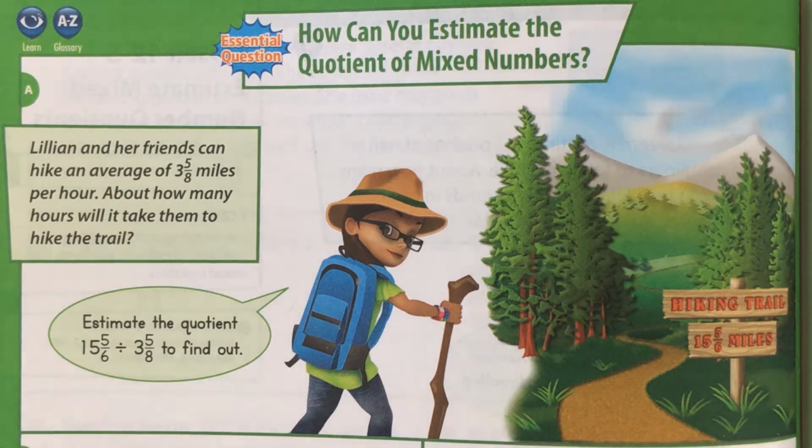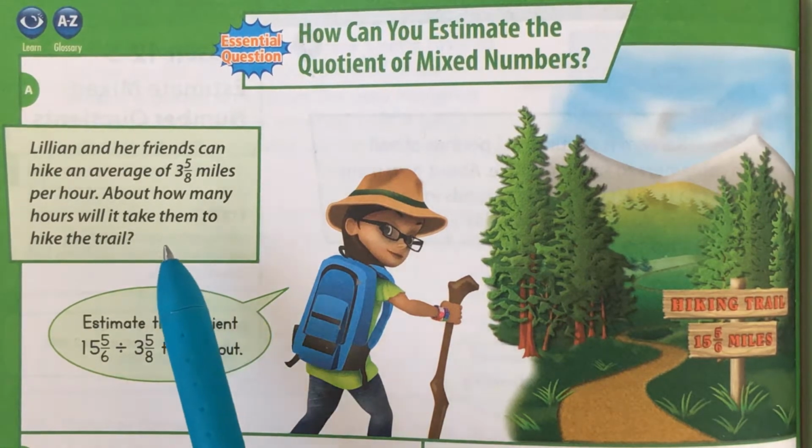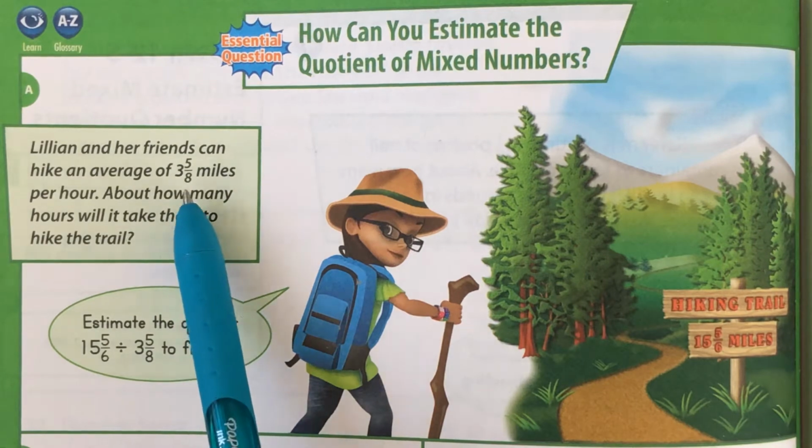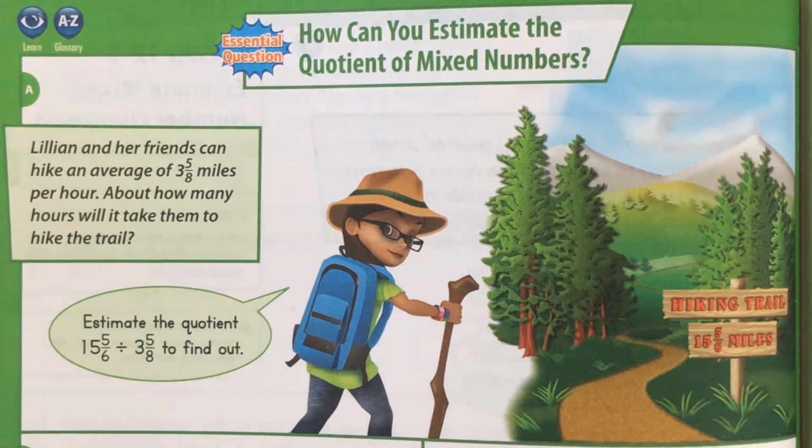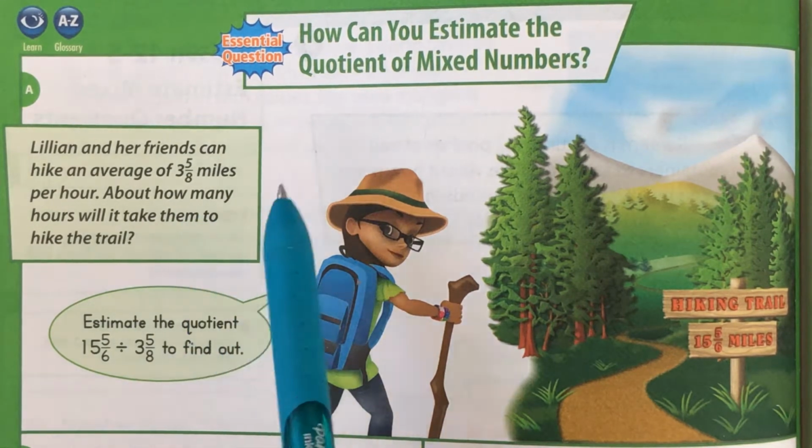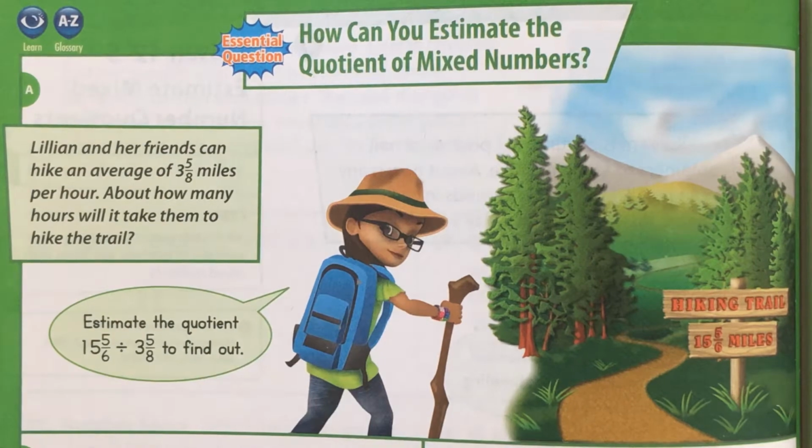Hello, sixth graders. So we're going to continue our fraction division unit by talking about how to estimate the quotient of mixed numbers. So let's look at this word problem we have here. It says Lillian and her friends can hike an average of 3 5/8 miles per hour. About how many hours will it take them to hike the trail?